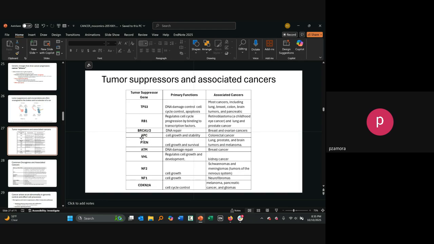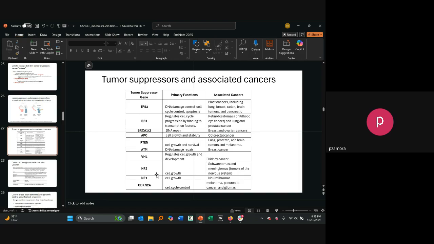There are others, for example, APC, which affects colorectal cancer. This is involved in cell signaling, and controls growth and survival, and you find it again in lots of different cancer types. And the same is true all the way down.